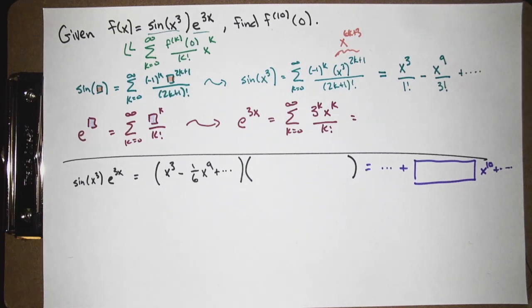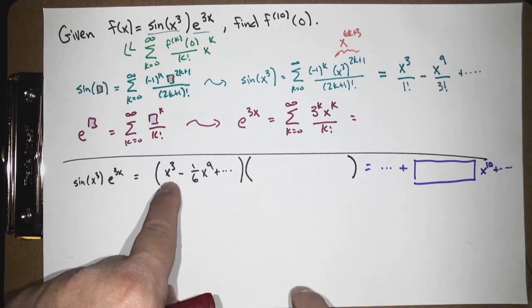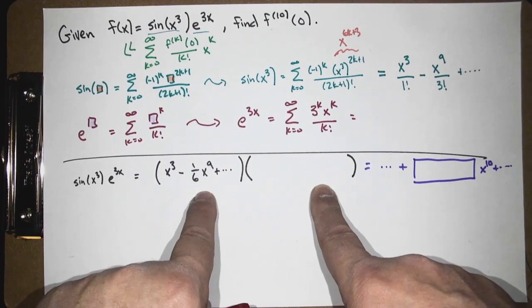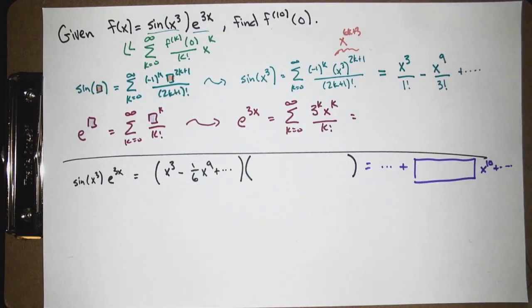Now, we're going to multiply two series together. And so what we're going to do is pick a term from the first and a term from the second. Pick a term from the first, a term from the second. We're going to do it in all possible ways. But most ways are not going to end up in x to the 10.